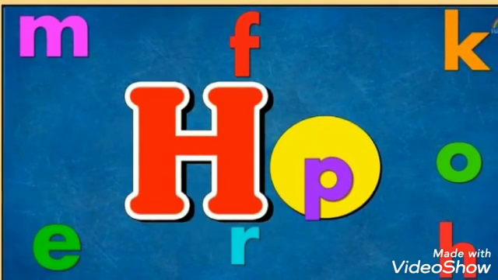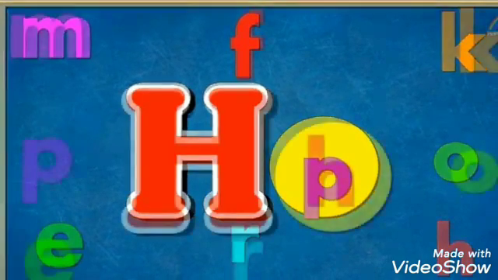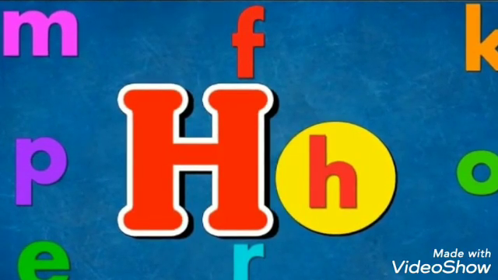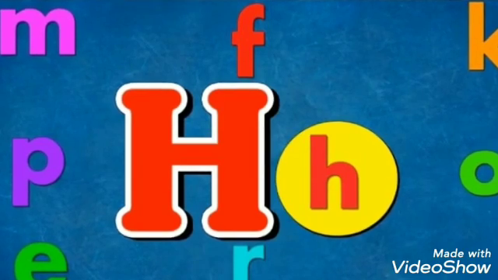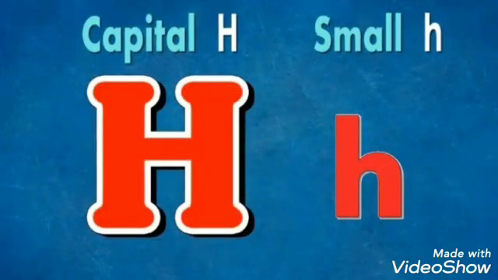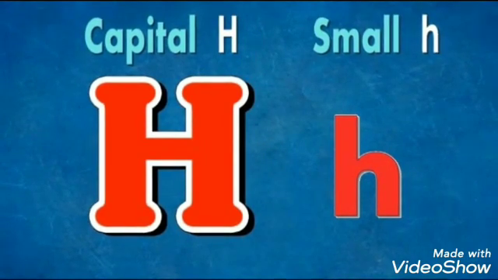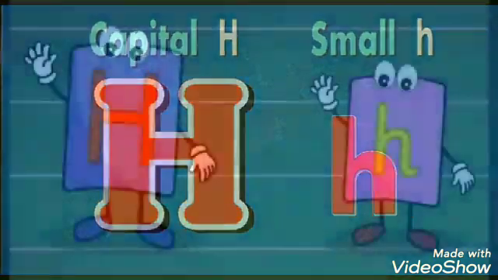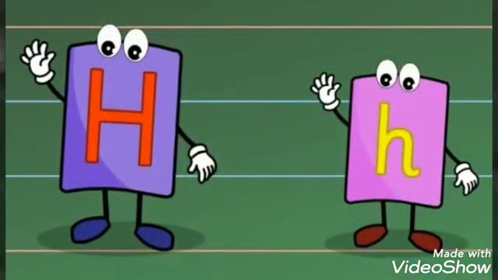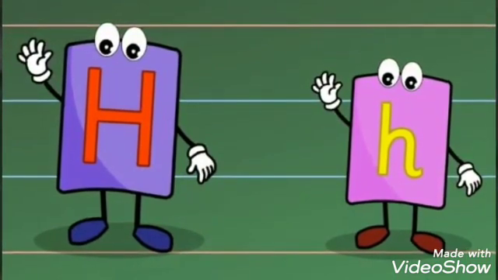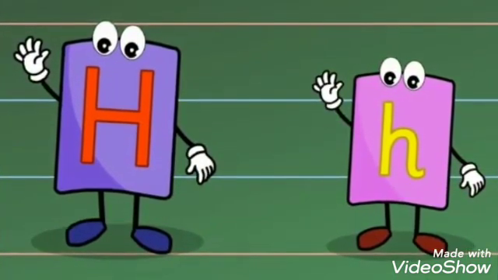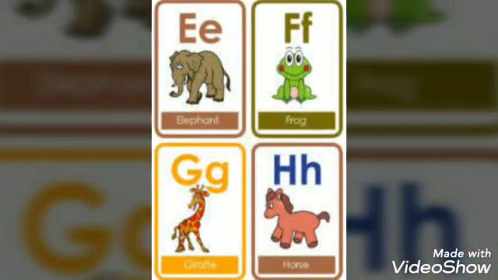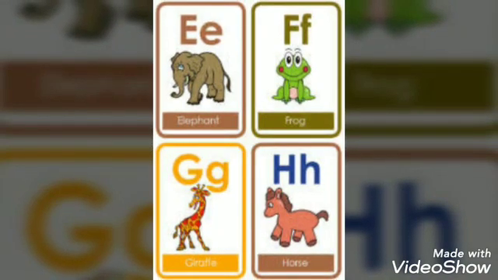No, this is also not a small h. Then find, yes, this one is a small h with a capital H. Very nice, children. So, this is capital H and this one is a small h. Okay, children? Capital H and small h together. Understood, children? So today we have revised capital and small E, F, G and H.